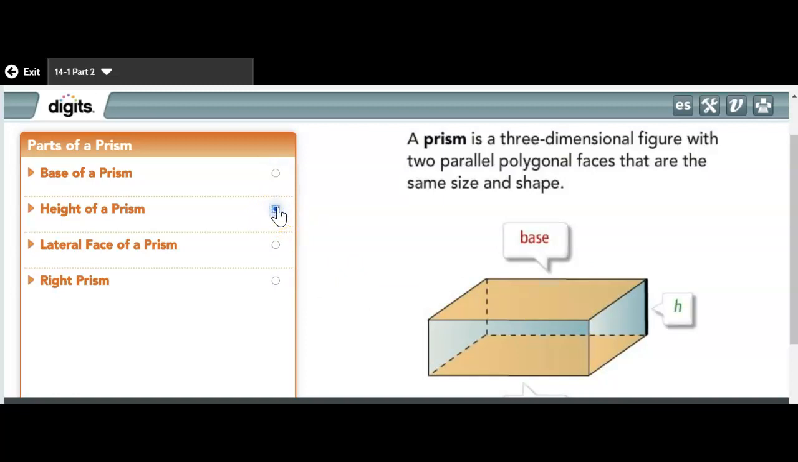The height of a prism is the length of a perpendicular segment that joins the bases. And you should be filling these out as we go. The height connects our 2 bases with a perpendicular segment. Perpendicular segment means it creates a 90-degree angle.